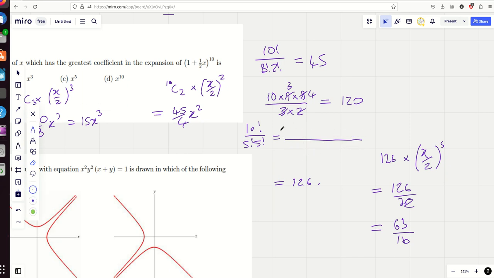10 factorial over 5 factorial, 5 factorial, that's true. 10 times 9 times 8 times 7 times 6. Sometimes just my messiness is where it goes wrong. Right, cross that out, cross that out. Or maybe it's wrong when I've done it here. Put a 2 on top. Put a 2 on top.